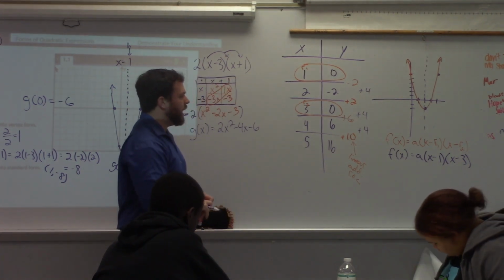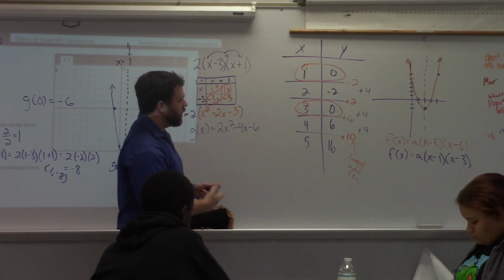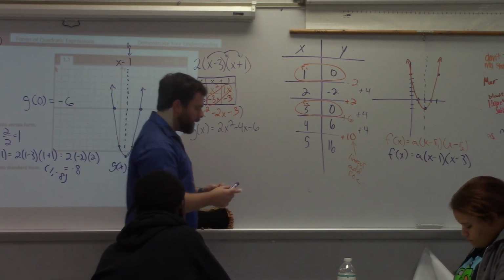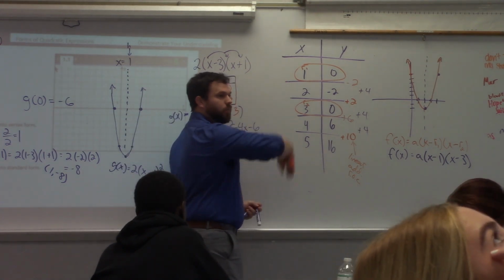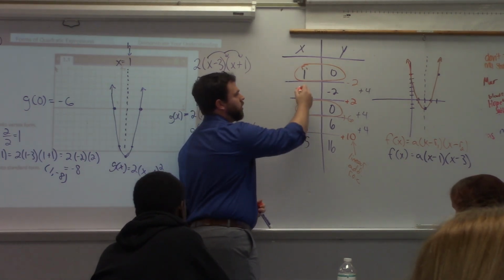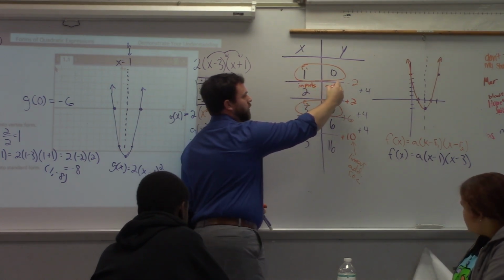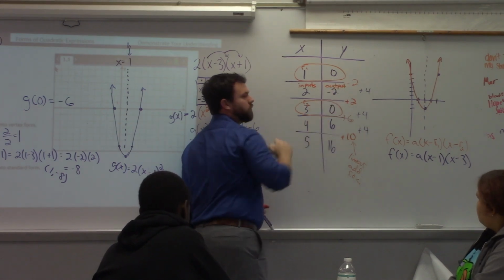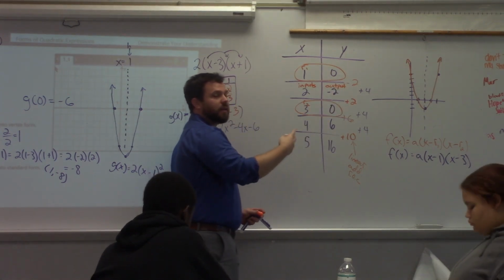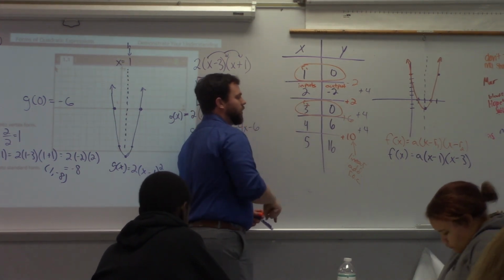Okay, I need A now. So I don't have it with this table or with this graph, but I have a whole bunch of points, right? And those points are also called inputs and outputs. Does it matter which point I use? No. I will say because I have factored form, I actually can't use my roots, but I can use any other point. Doesn't matter.